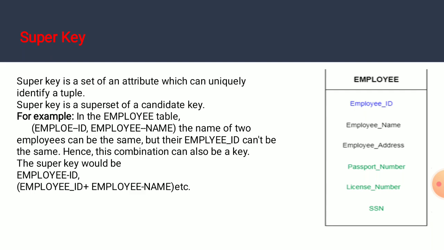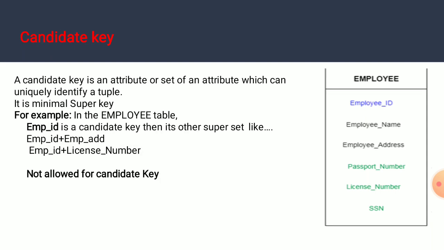So in the relation, employee ID has different values, so we can use employee ID as the super key. Employee name may be the same, so we cannot use employee name alone as a super key. Employee ID plus employee name can also be used as a super key. So all these combinations can be used as super key.